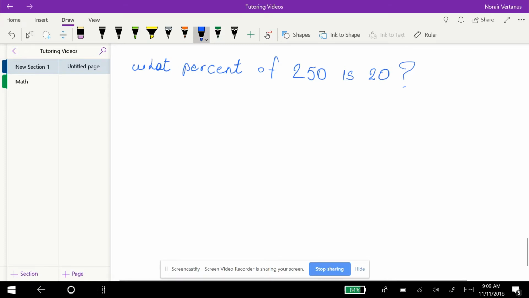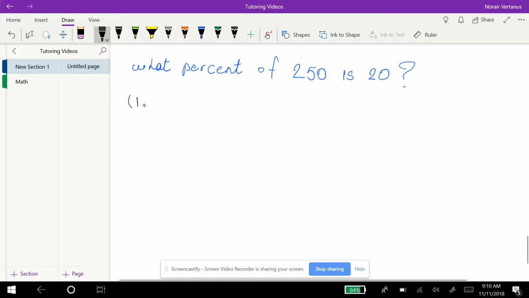Hi, here. Have a percent problem for you. The problem says, what percent of 250 is 20? So we want to write the percentage that 20 out of 250 will be. And to do this, I'm going to show you two different methods. One, proportionality method. Two, setting up an equation to solve it.